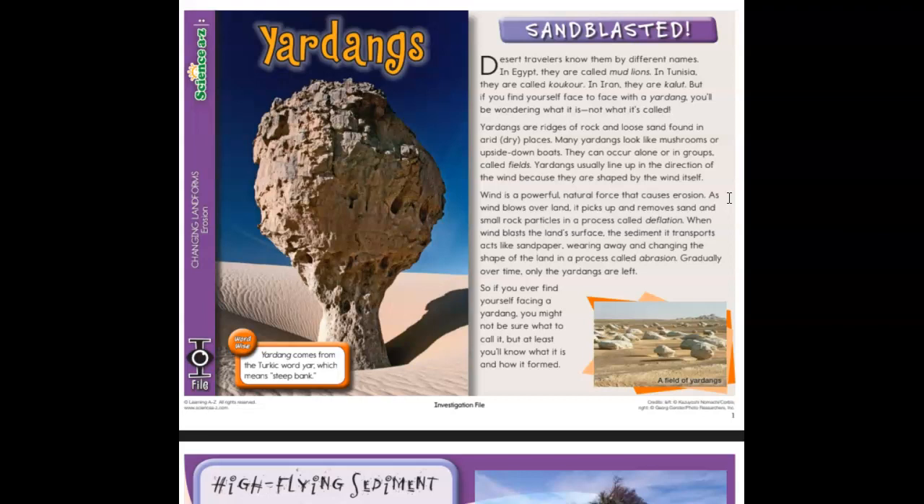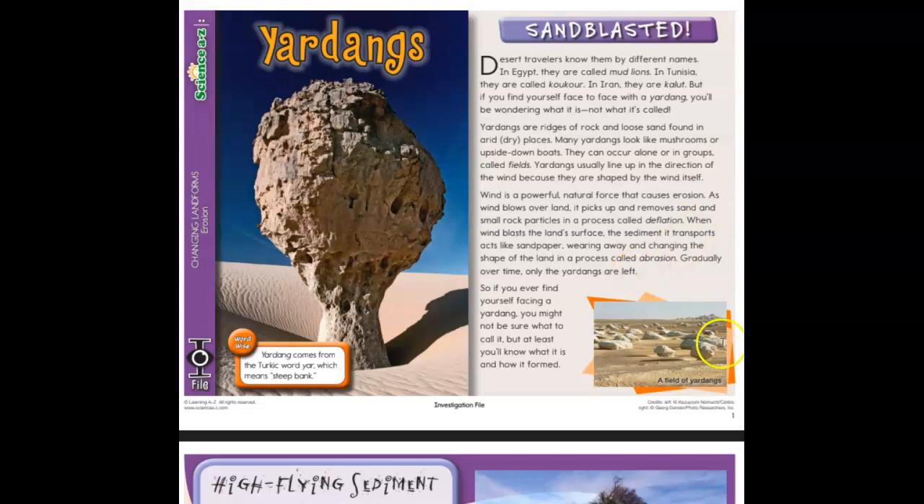When wind blasts the land's surface, the sediment it transports acts like sandpaper, wearing away and changing the shape of the land in a process called abrasion. Gradually, over time, only the yardangs are left. So, if you ever find yourself facing a yardang, you might not be sure what to call it, but at least you'll know what it is and how it's formed.